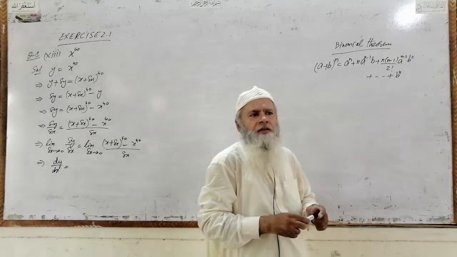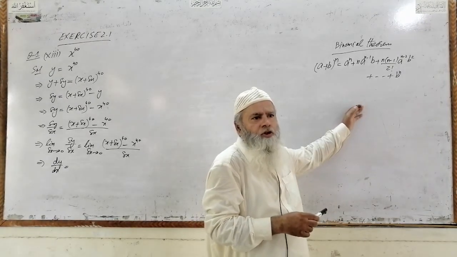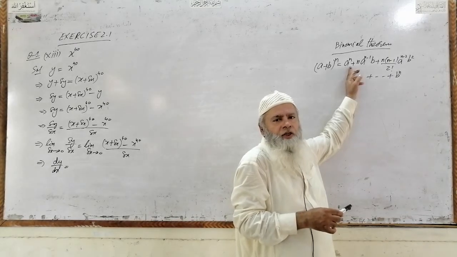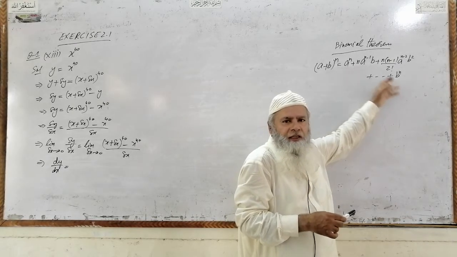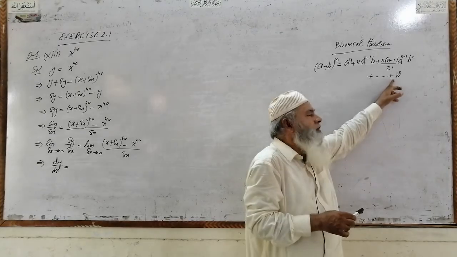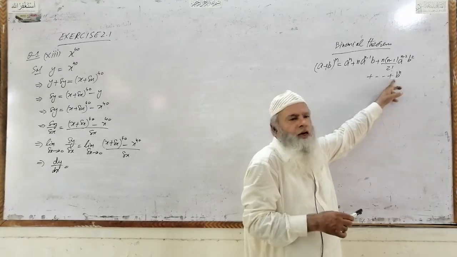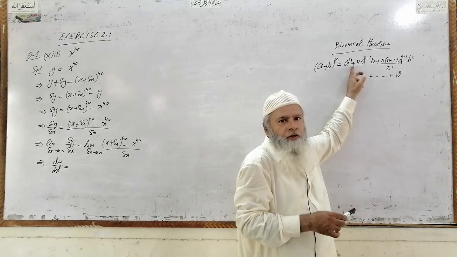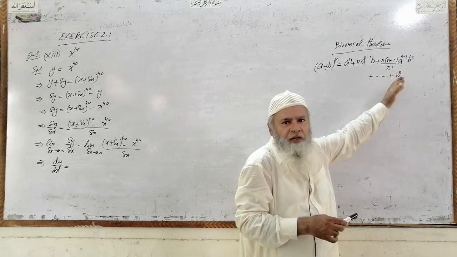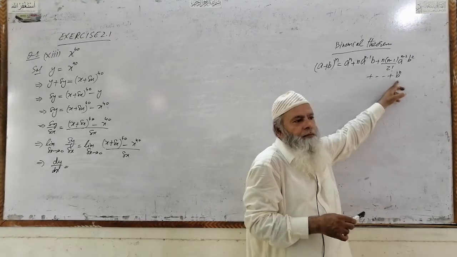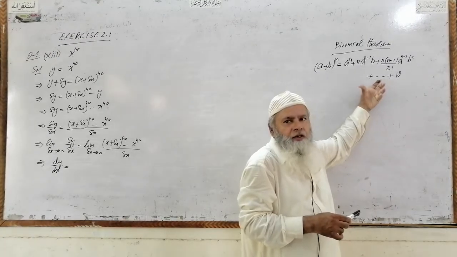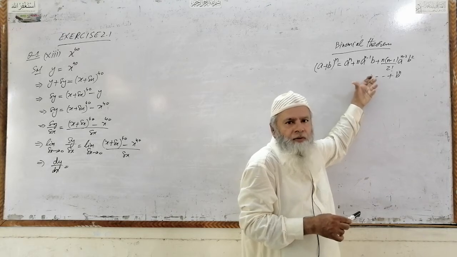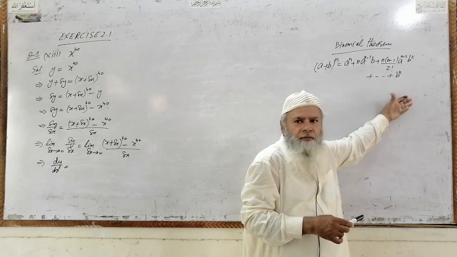What happened here in the binomial theorem? You start from a raised to the power n, and gradually the power of a is decreasing, and you finish at a raised to the power 0. And you start here from the power of b 0, b raised to the power 0, and gradually you increase the powers of b and you end at b raised to the power n. This is the symmetry, starting from a raised to the power n and ending at a raised to the power 0, starting from b raised to the power 0 and ending at b raised to the power n.